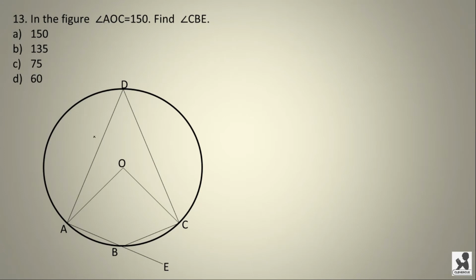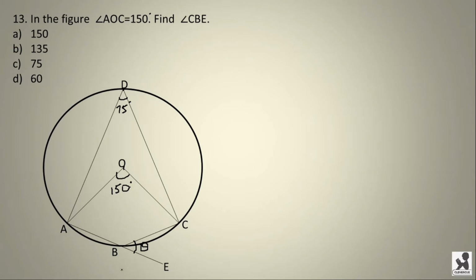In the figure, angle AOC is equal to 150 degrees. Find angle CBE. The angle CBE is asked. So let us assume angle CBE is theta. Here we can see that the angle made by AC, the minor arc, at the center is 150 degrees. Then the angle made by AC at any point on the major arc will be 75 degrees.